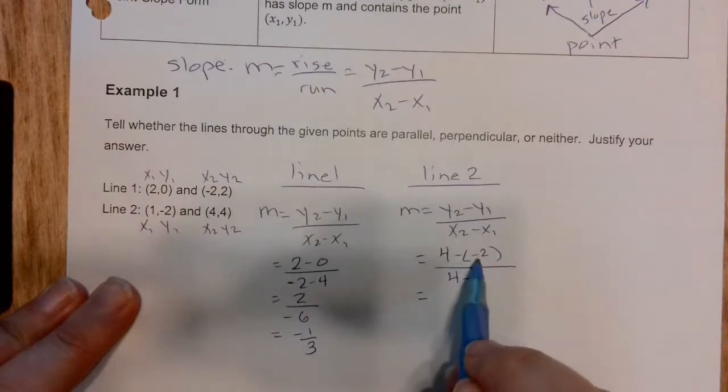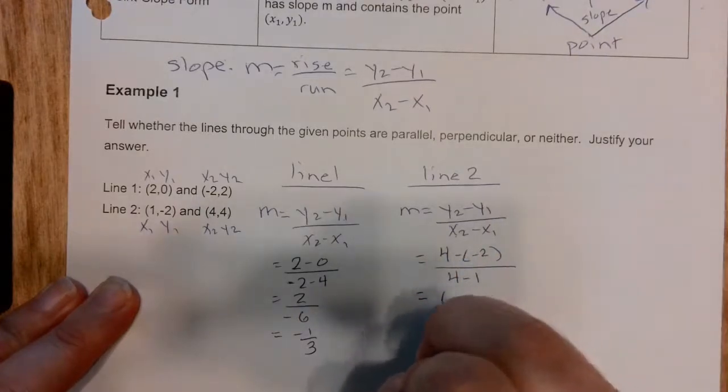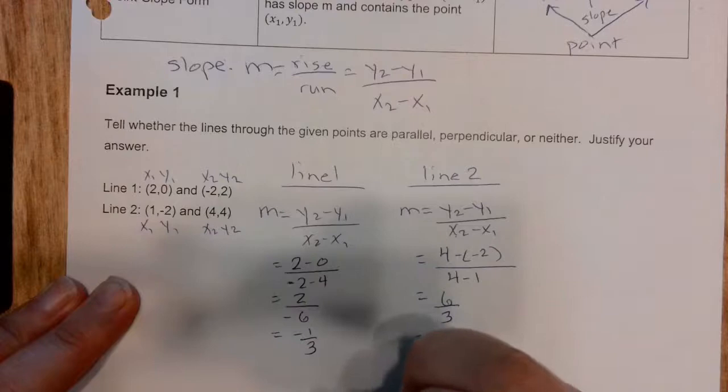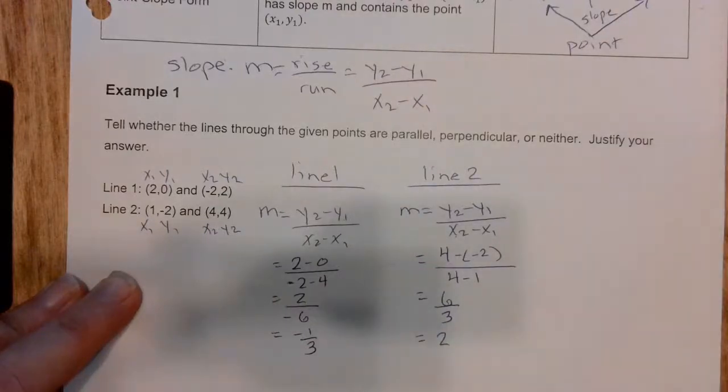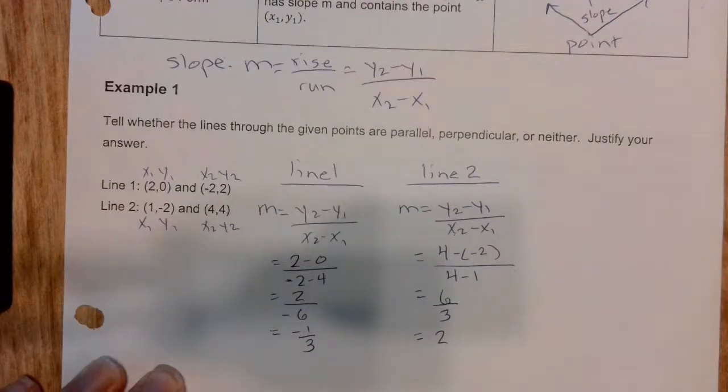4 minus negative 2 turns into 4 plus 2, so 6 over 3, a slope of 2. And that's where I'm going back. I'm double checking, making sure I've plugged things in correctly, and I do see a mistake. I got ahead of myself. Did you catch it? It's in line 1.